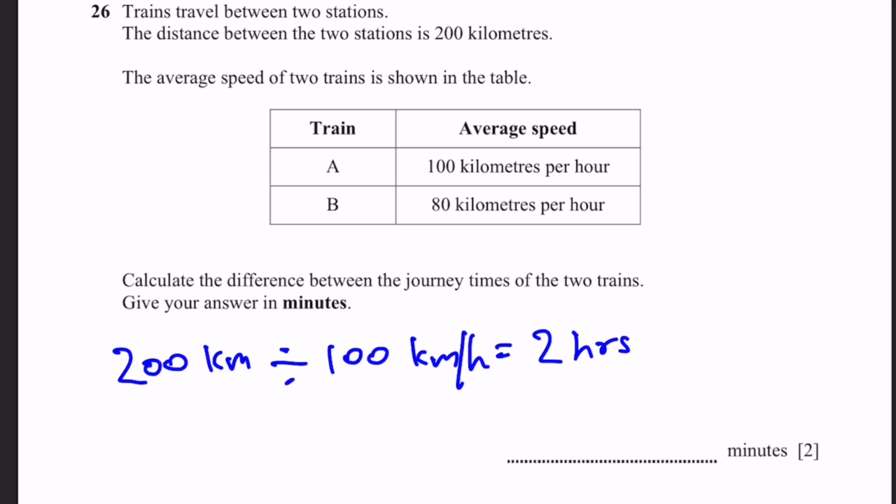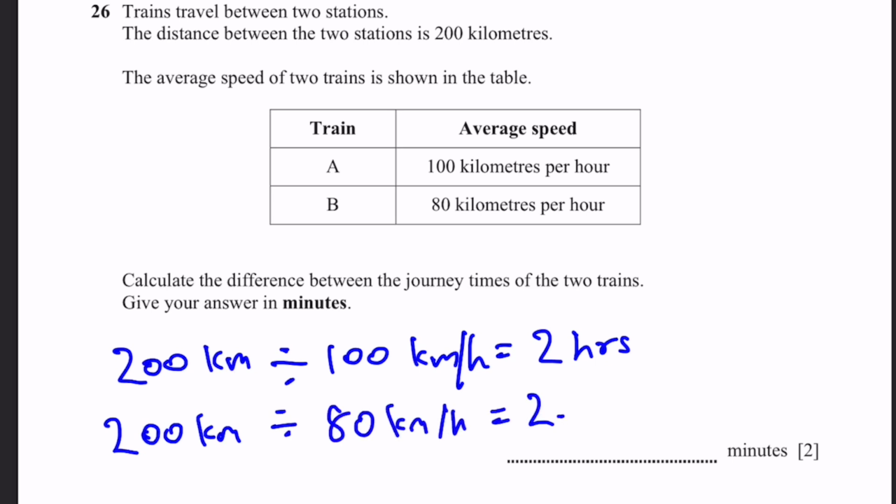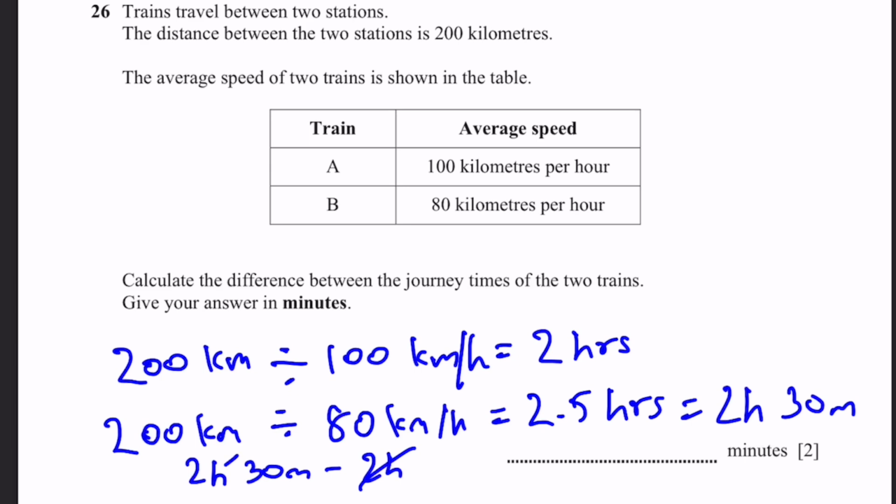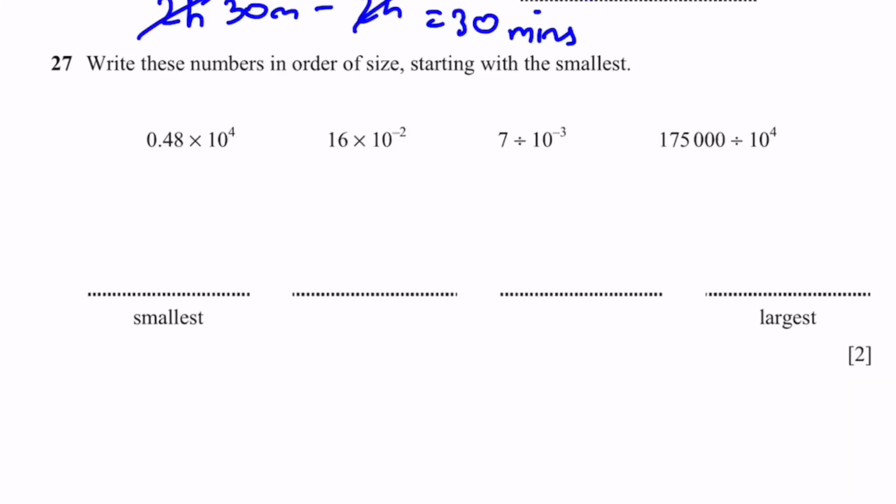Remember, this is kilometers per hour. Next, 200 kilometers divided by 80 kilometers per hour. If you calculate, it'll be equal to 2.5 hours, which is equal to 2 hours 30 minutes. So the difference is 2 hours 30 minutes minus 2 hours. We can cancel the 2 hours out, and that's equal to 30 minutes. So that's the answer.